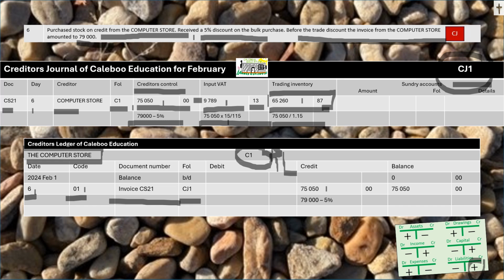75,050, and the balance is 75,050. So after the 6th of February, we owe the computer store 75,050.